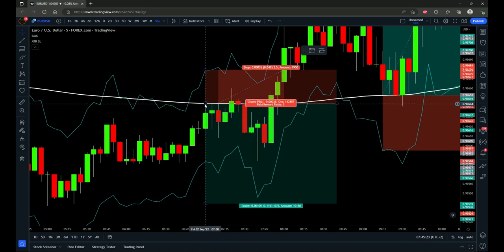So we get a touch of the 200 EMA right here. Stop loss will go to the stop loss indicator upon close of that candle. And then using a 1 to 3 risk to reward ratio, that is going to be the strict setup.